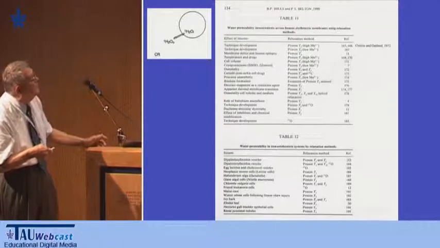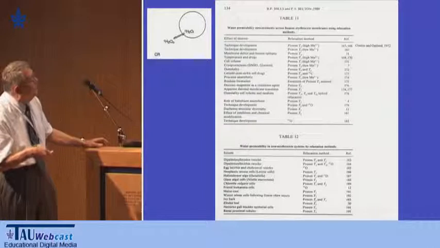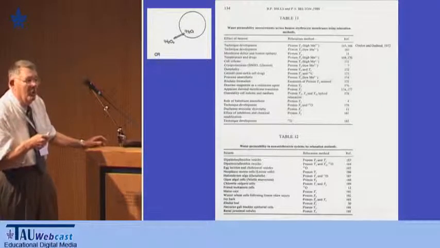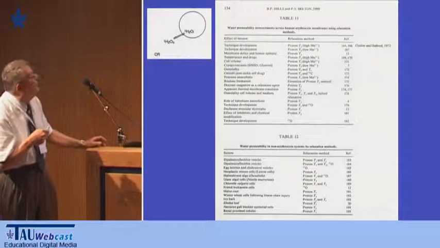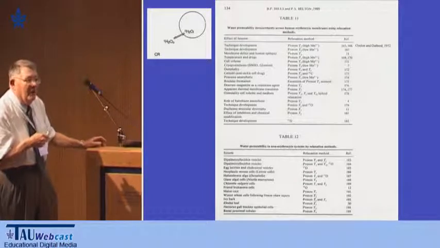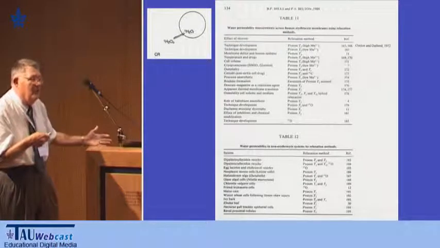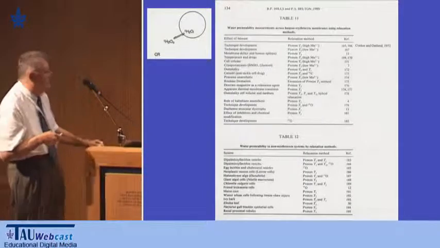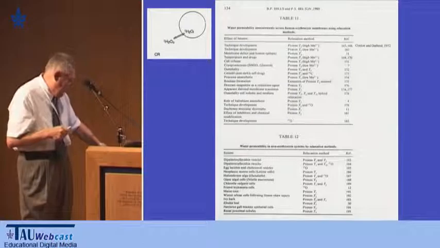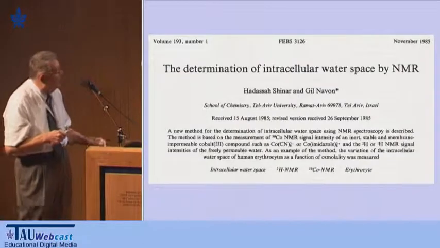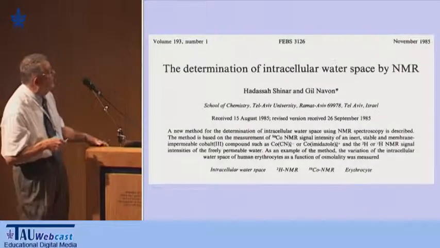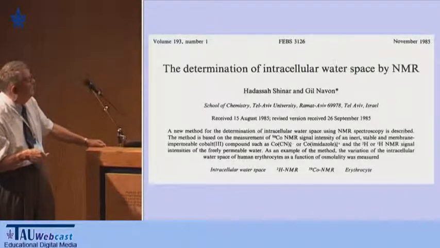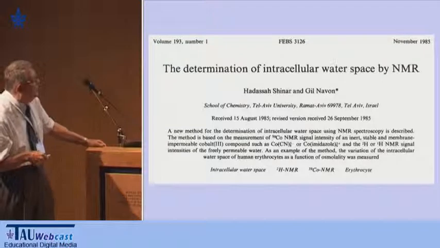So for 40 years, this is a list of erythrocytes, and these are other cells. People have been studying equilibrium water exchange by putting a paramagnetic species on the outside and, in our modern notation, changing the shutter speed so that the exchange appears slow enough that you can measure. And among these MR scientists were some really outstanding MR scientists. Here's a paper by Hadassah Shinar and Gil Navon studying erythrocytes.